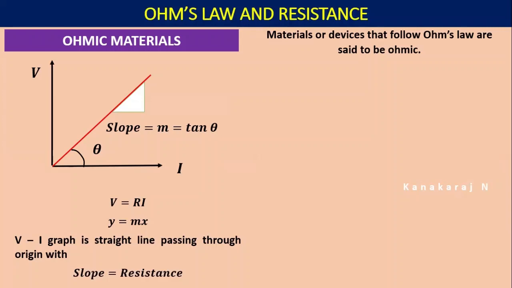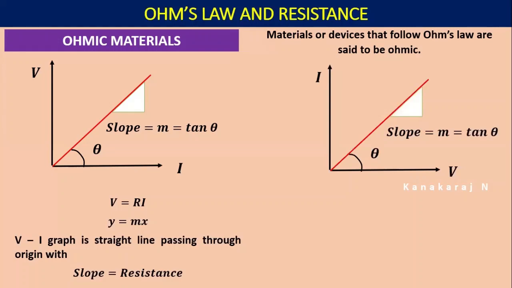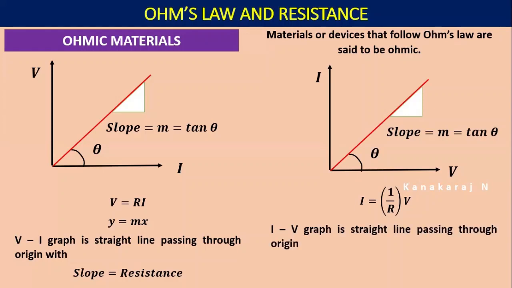Remember this. So let me switch over from the VI curve to the IV curve. So I in the y-axis, V in the x-axis. Then there is a straight line, there is a theta. So slope equals m equals tan theta. Now the equation is I equals 1 by R times V. So I is in the y-axis, V is in the x-axis. Then 1 by R is the slope here. So the IV graph is a straight line passing through the origin with slope equals 1 by resistance. So in the IV graph, if you want to find the resistance, then take the reciprocal of the slope.